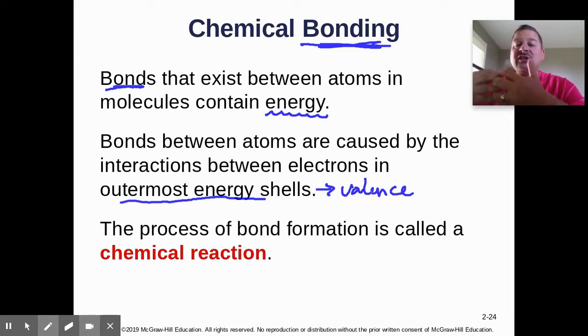And there's energy stored in that bond, and that is very important in biological systems. It's a type of potential energy, because that energy can be made and stored in those bonds, and then released when a cell needs energy for something.